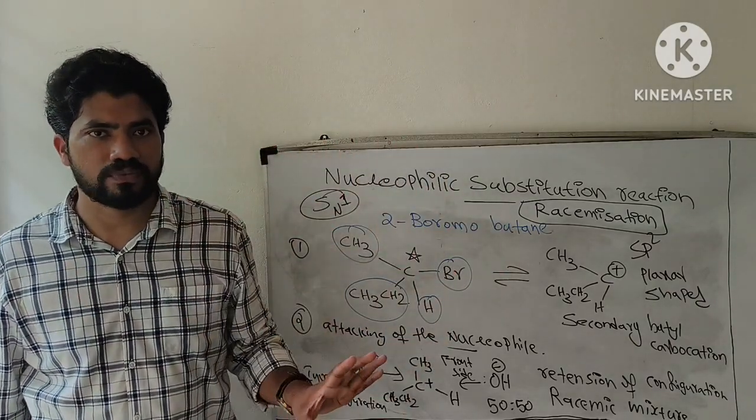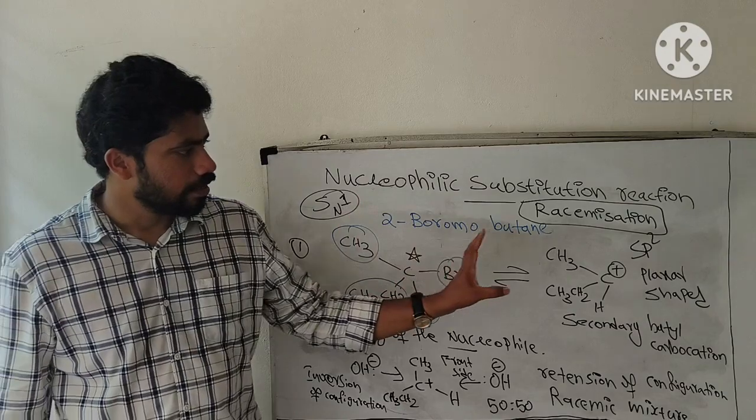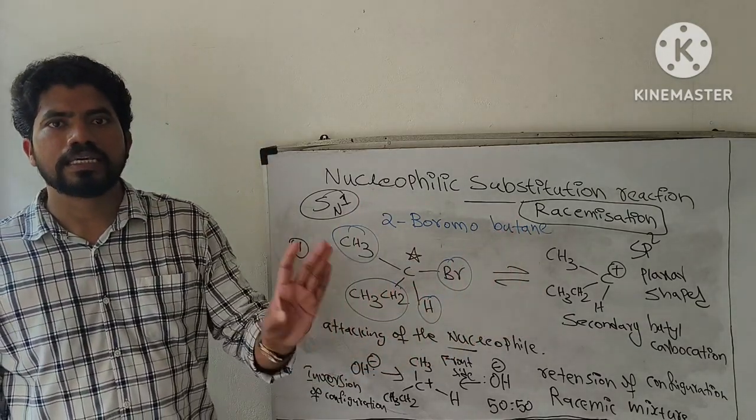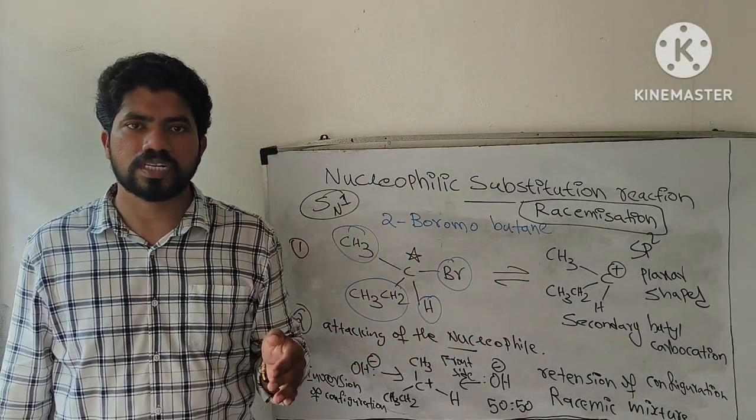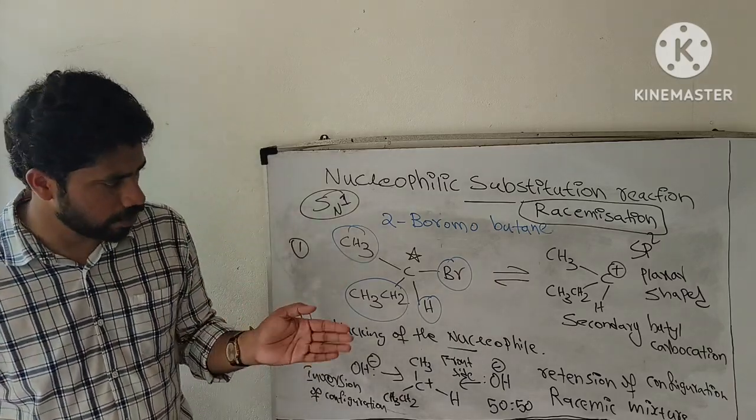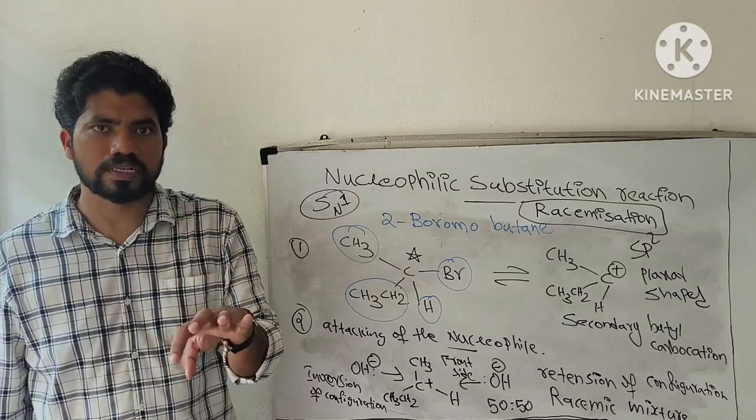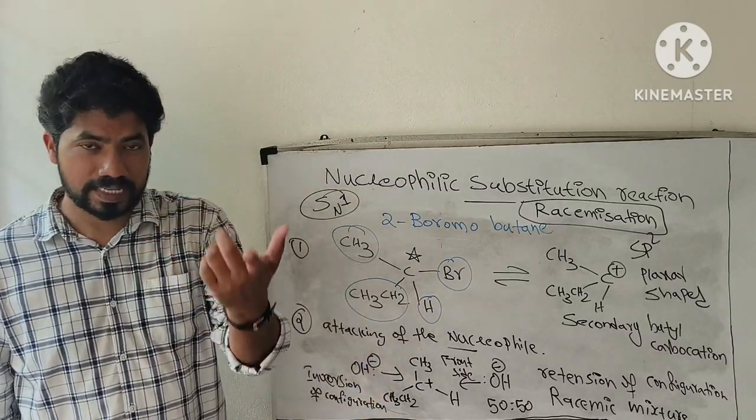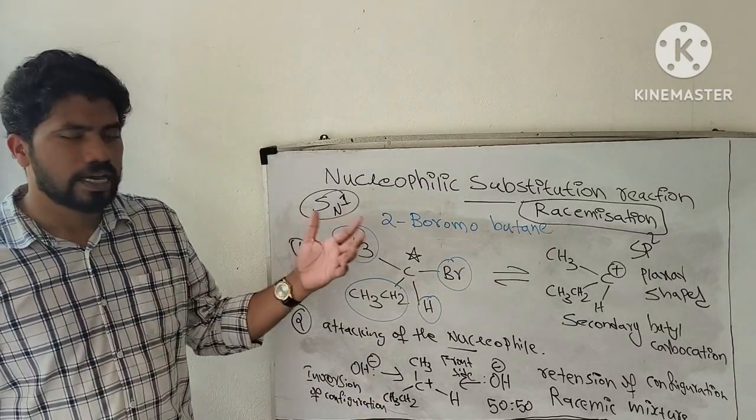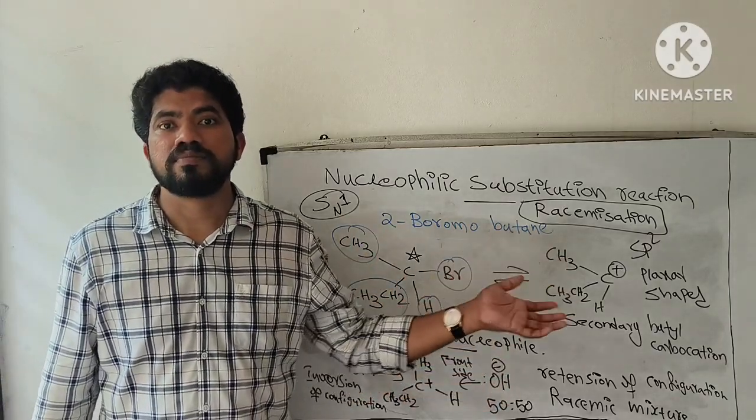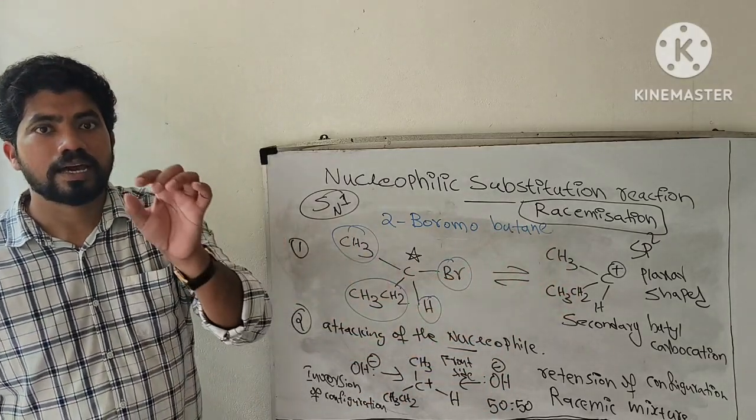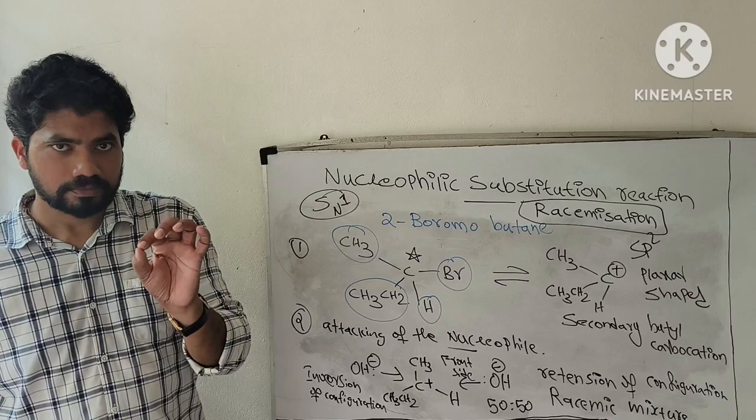That is the only difference between these two enantiomers. An equal proportion, 50-50 percentage, of the enantiomers is called a racemic mixture, and the formation of a racemic mixture from an enantiomer is called racemization. Racemization is the conversion of an enantiomer into a racemic mixture, okay, and they are optically inactive.